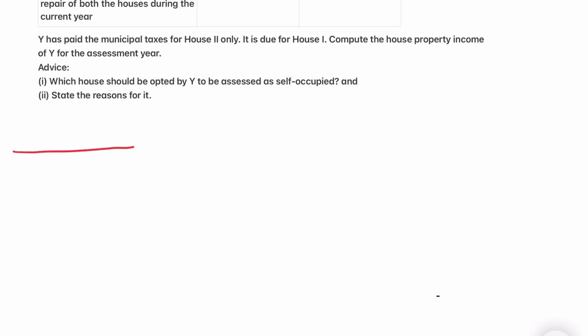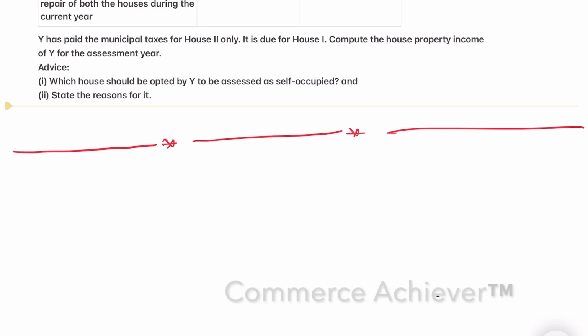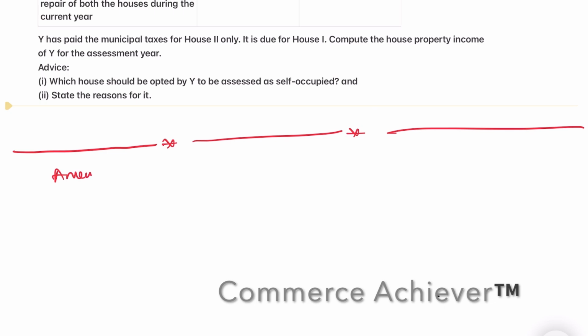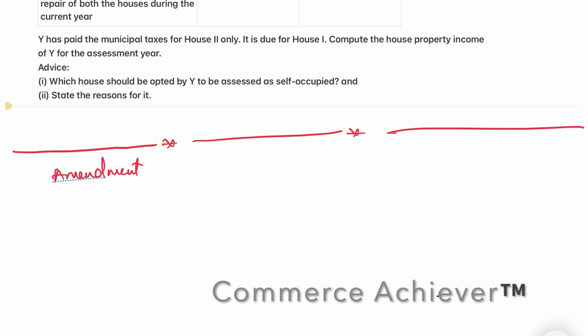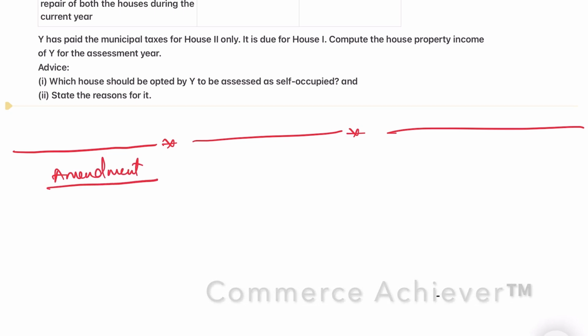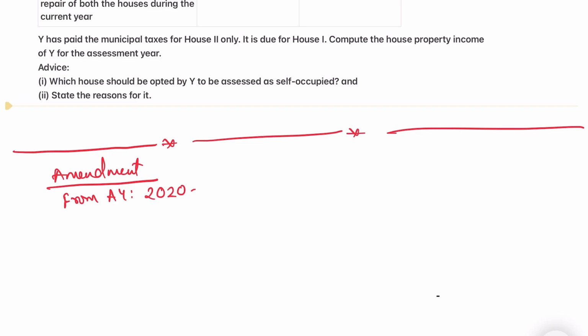Then we will go to the solution. Why am I doing this? Because I want to prepare you holistically for this particular chapter and topic. First we will recall the important amendment, which is applicable from assessment year 2020-21.